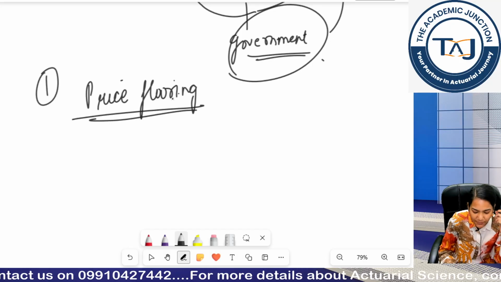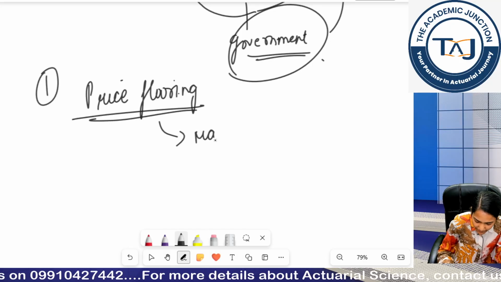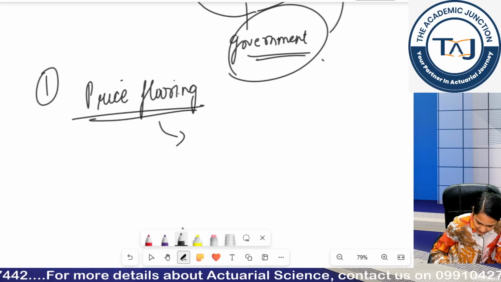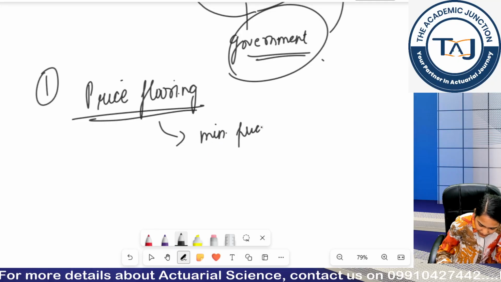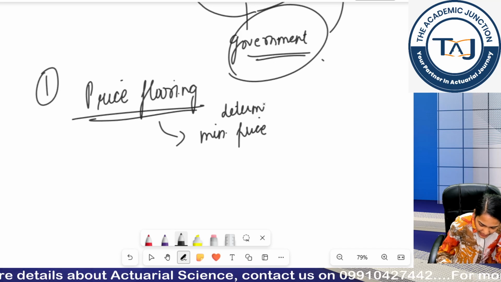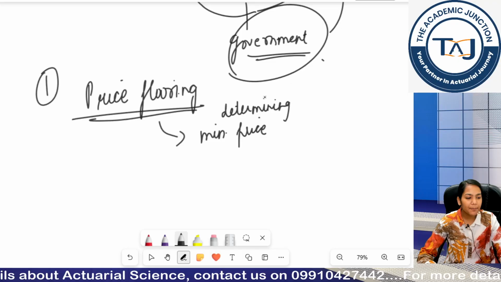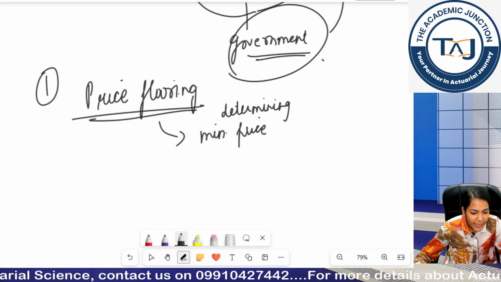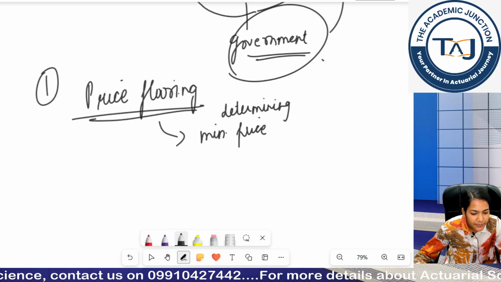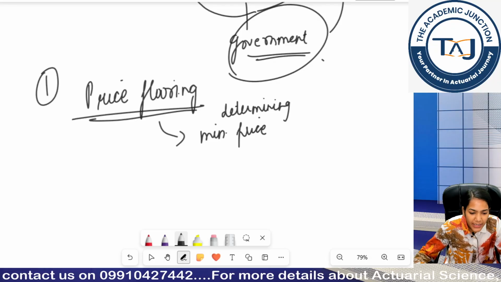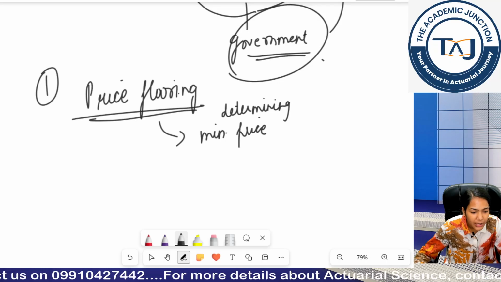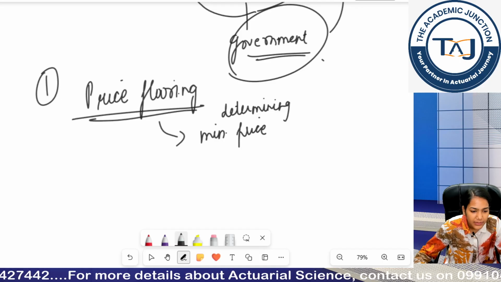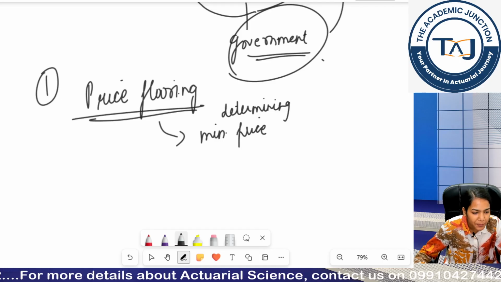Okay, price flooring basically means setting the minimum price, determining the minimum price. How will they determine the minimum price? For example, have you ever heard of MSP, guys? Minimum support price, right? So what happens in minimum support price?